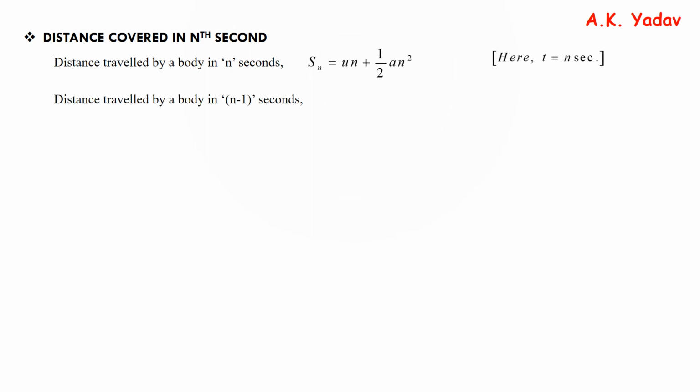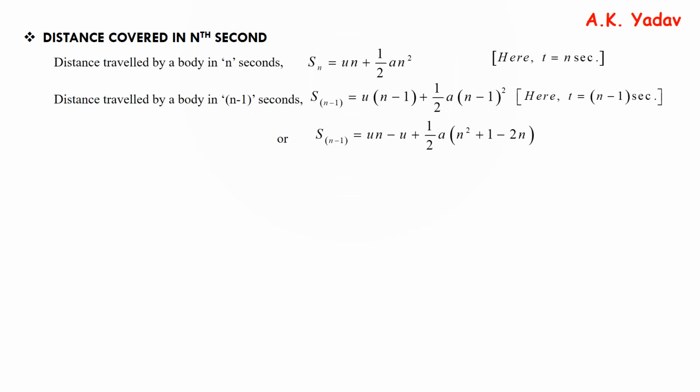Now, what is the distance traveled by the body in n minus 1 seconds? In place of n, we are putting n minus 1. So this is what we are getting. On solving, we get un minus u plus half a in bracket n square plus 1 minus 2n.